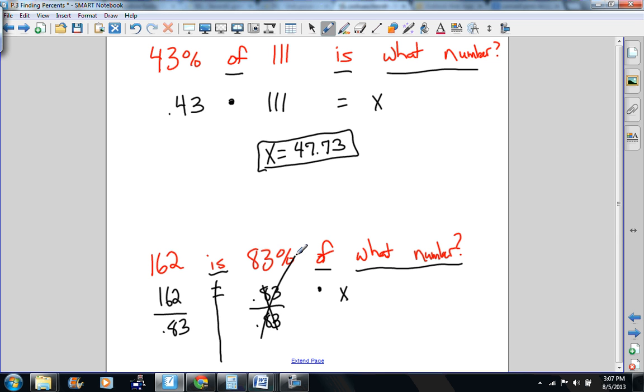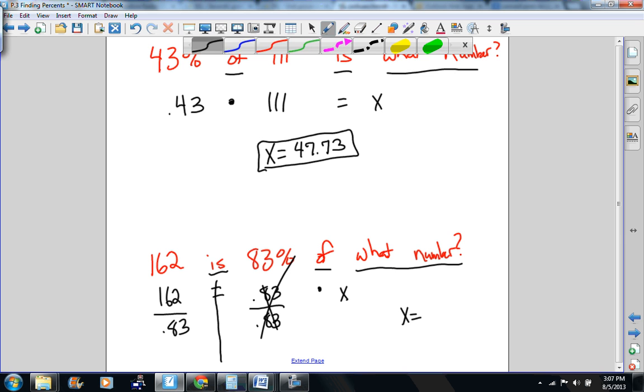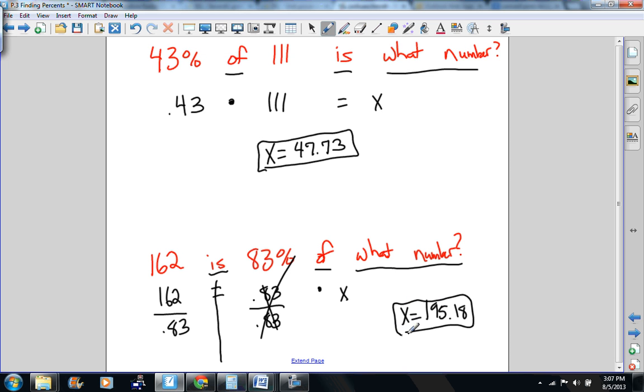And now the x is by itself, but we have to figure out what this is. So x equals 162 divided by 0.83, which is 195.18. Okay, to check our answer, we're going to reread the sentence to see if it makes sense. 162 is 83% of 195.18. Well, 195.18 times 83% should make that number a little bit smaller, but not a lot, so this one seems realistic as well.